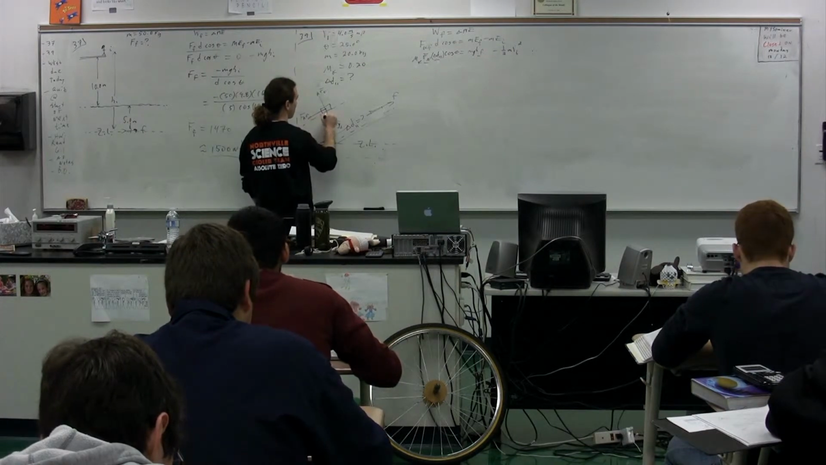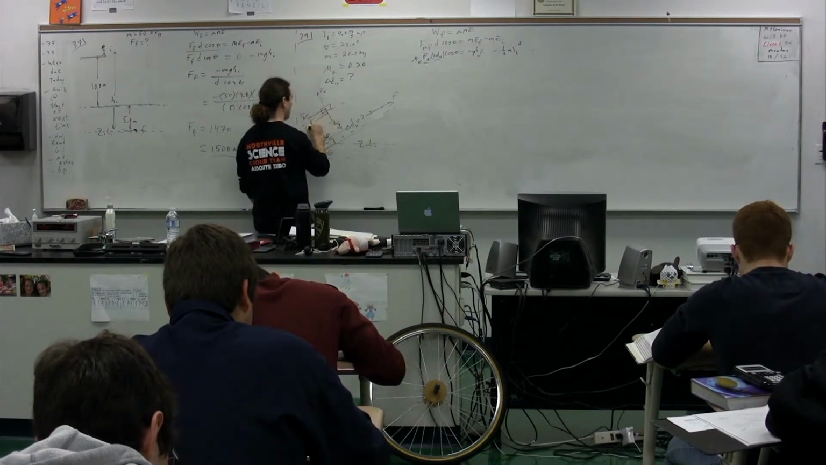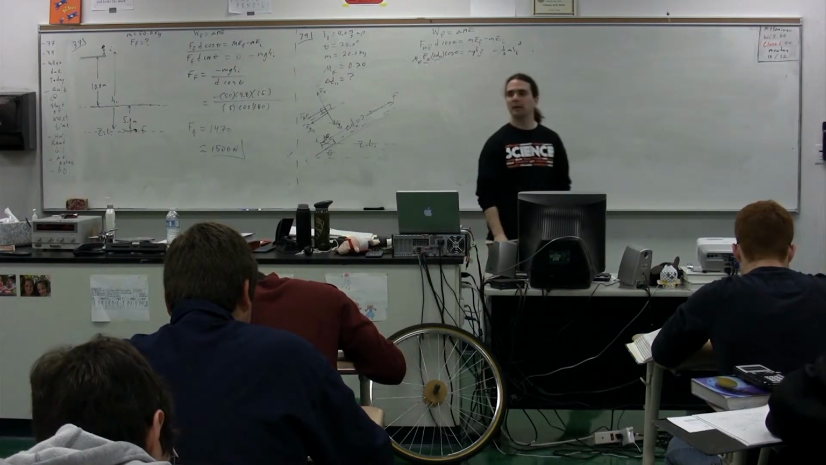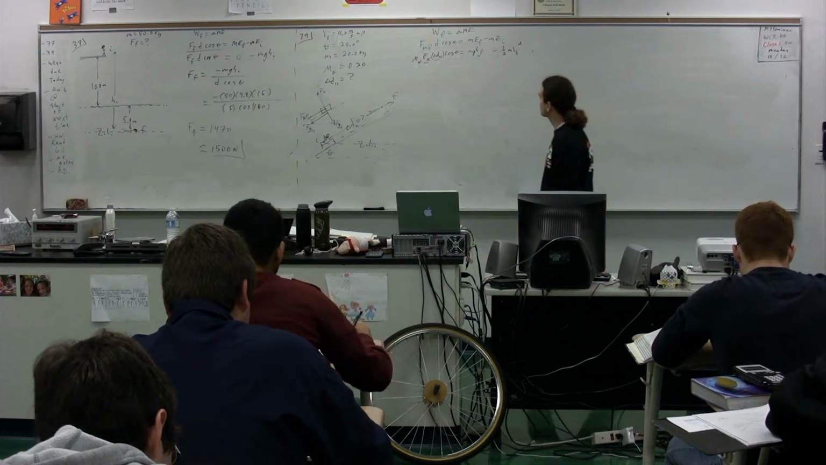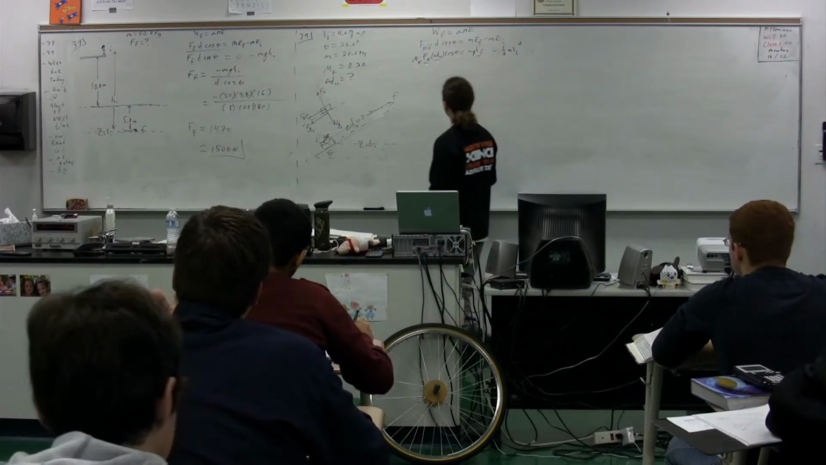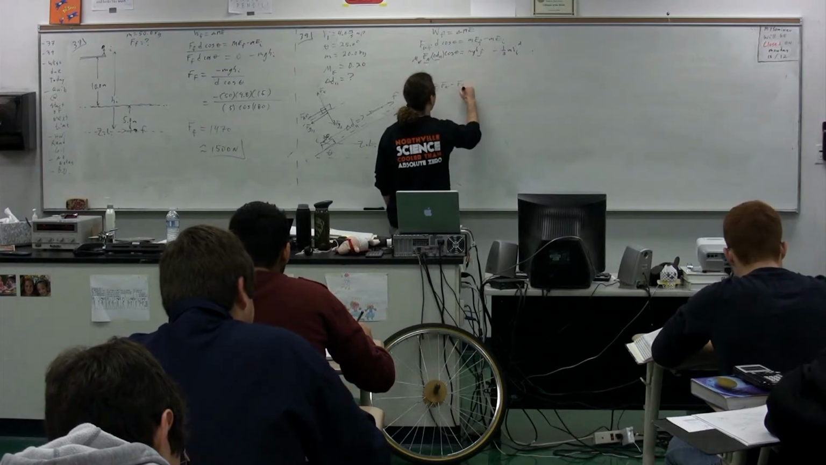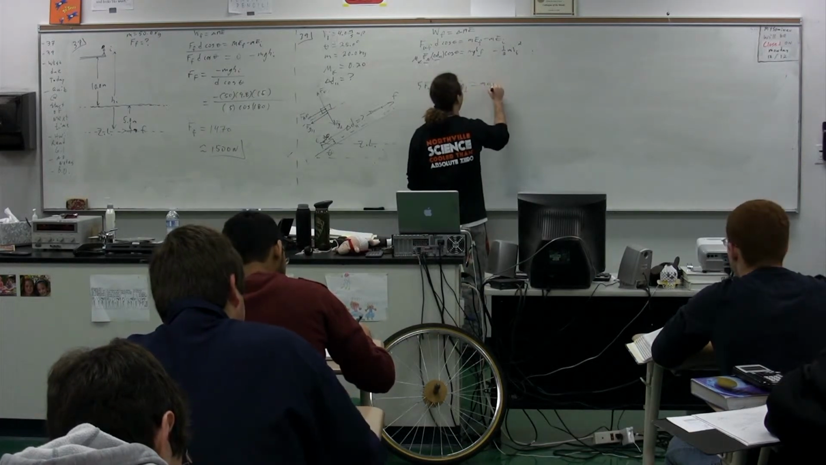And force of gravity parallel, and parallel to the equal. We're trying to figure out the force normal. So the sum of forces equals force normal minus force of gravity perpendicular, and that equals mass times acceleration.